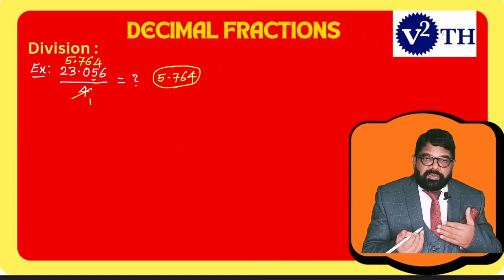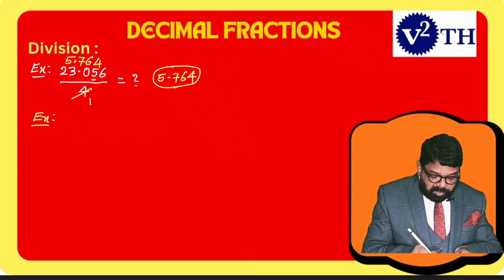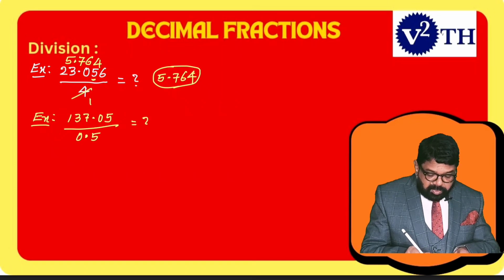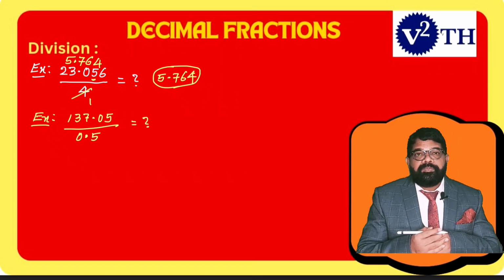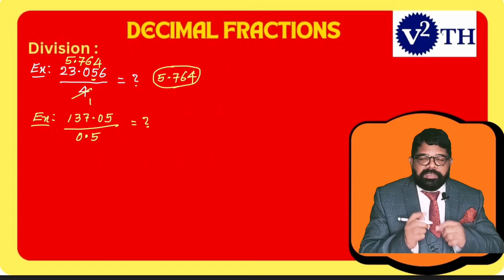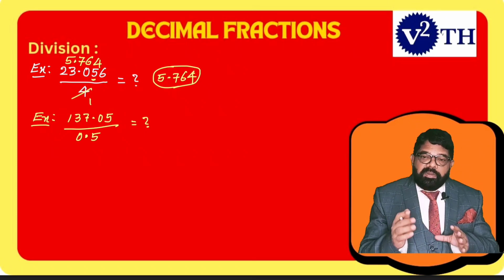Suppose in the denominator also a decimal is there, what do you do? In the denominator also a decimal is given. So what do you do? Suppose let it be the example: 137.05 divided by 0.5. In the denominator also a decimal is given, what do you do? In the denominator, when a decimal is given, first you remove the decimal in the denominator. That is the higher priority. First step, what do you do? Remove the decimal in the denominator.